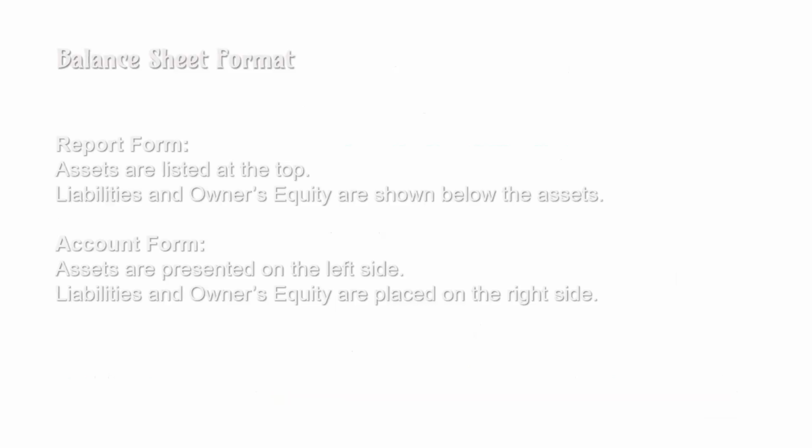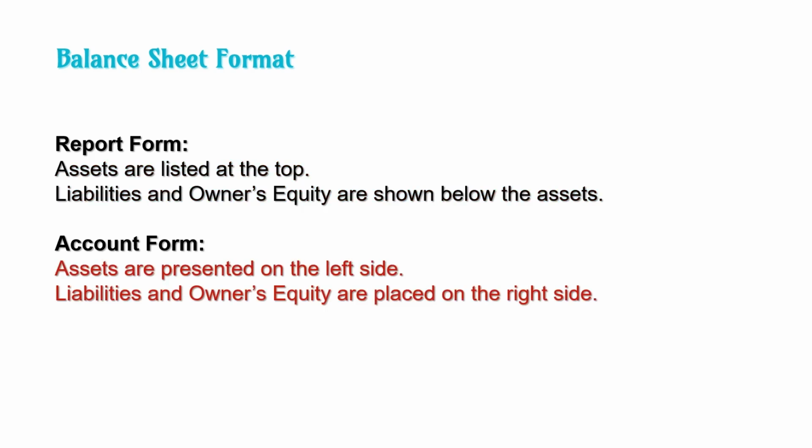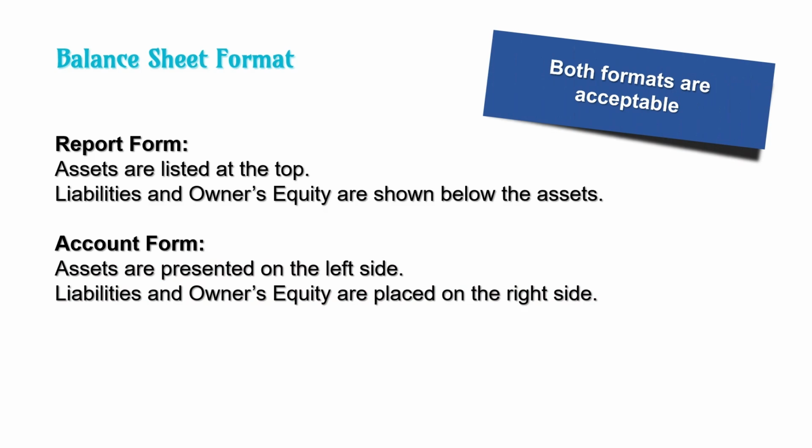The balance sheet can be arranged in either report form or account form. In the report form, assets are listed at the top with liabilities and owner's equity shown below. In the account form, assets are placed on the left side while liabilities and owner's equity are on the right. Both formats are acceptable as long as they accurately represent the financial data.